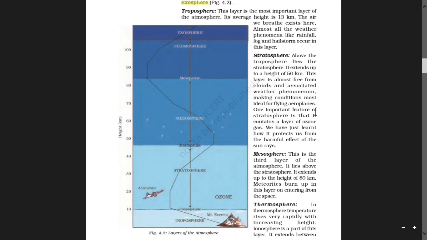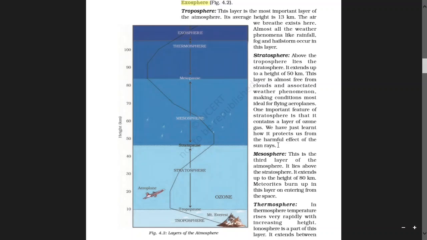One important feature of stratosphere is that it contains a layer of ozone gas. So mark this one also, okay. One important feature of stratosphere is that it contains a layer of ozone gas. Ozone gas is a gas which is contained in the air. We have just learned how it protects us from the harmful effect of the sun rays.